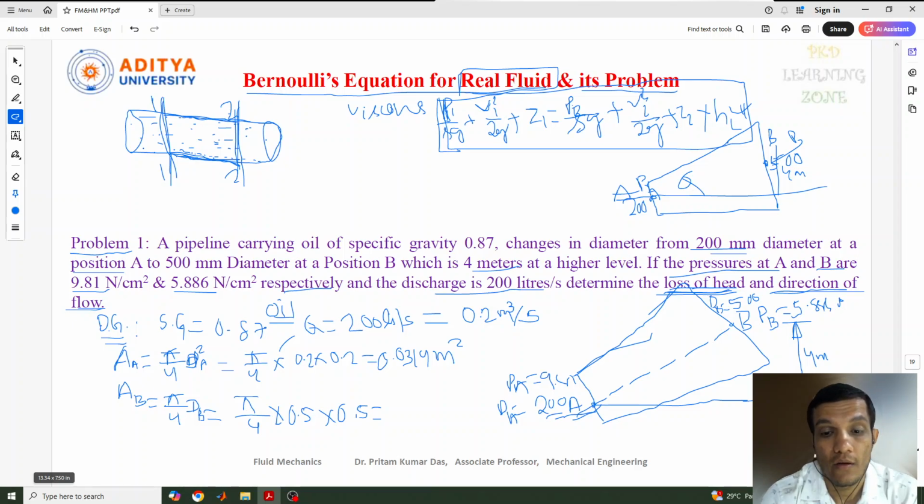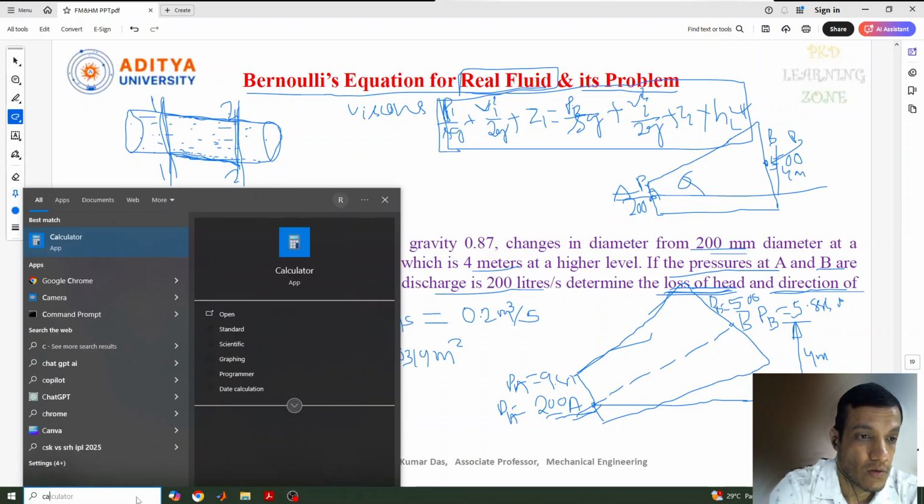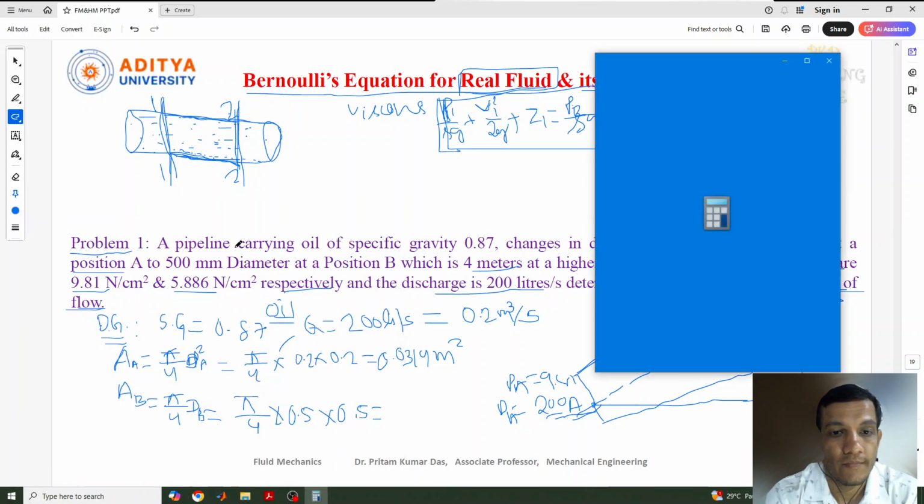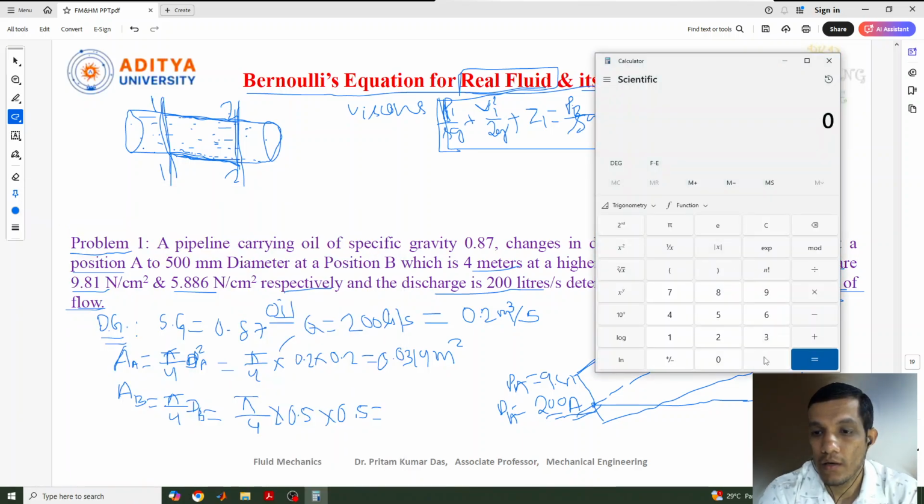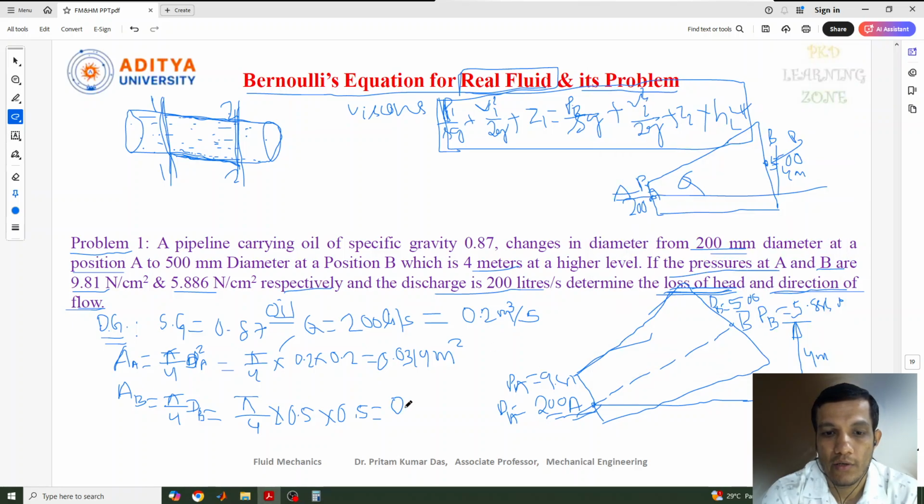We will calculate it better on the calculator. 0.5 into 0.5 into 3.14 divided by 4 gives 0.19625 meter square. So these are the values, and this is all about area.